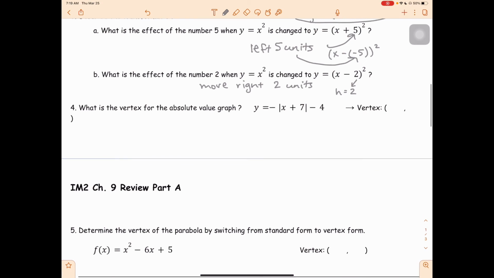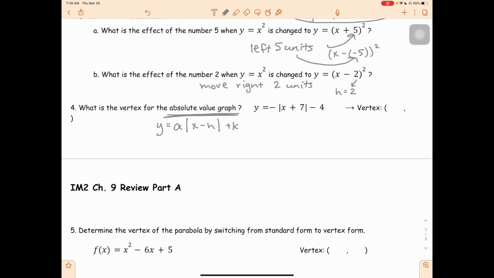All right, the formatting got kind of weird here. But what is the vertex for the absolute value graph? So absolute value graphs move in the same way that a parabola would. So the absolute value formula is y equals a times the absolute value of x minus h plus k. There's just no squared there because it's not a parabola, okay?